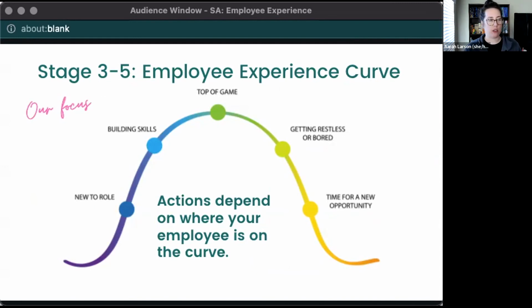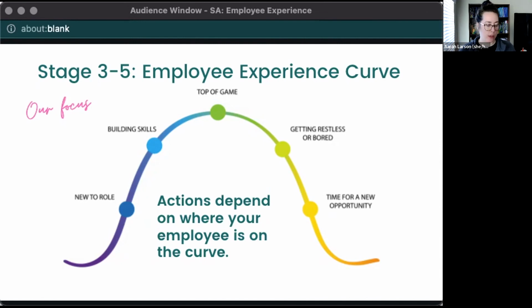Especially at Stanford, I feel like Stanford has a lot of cumbersome processes and, as someone said earlier, acronyms that you need to learn and specific things that Stanford does special for Stanford. So I'm thinking new to role is that first 6 months. Building skills is 6 months, maybe onward to a year or a year and a half, depending on where this employee is joining at.